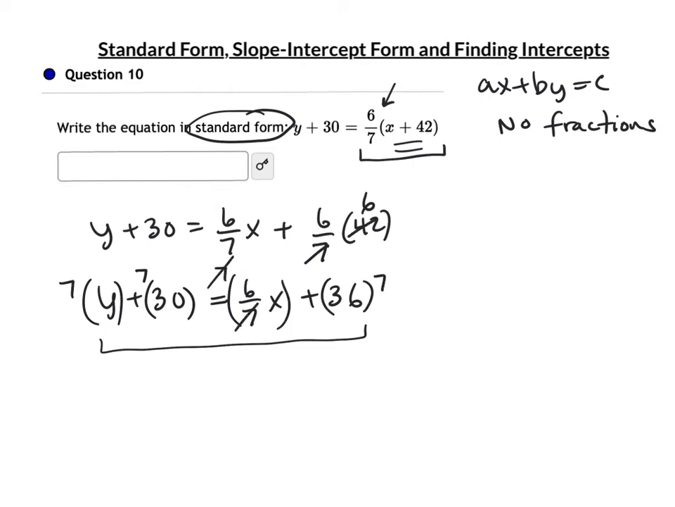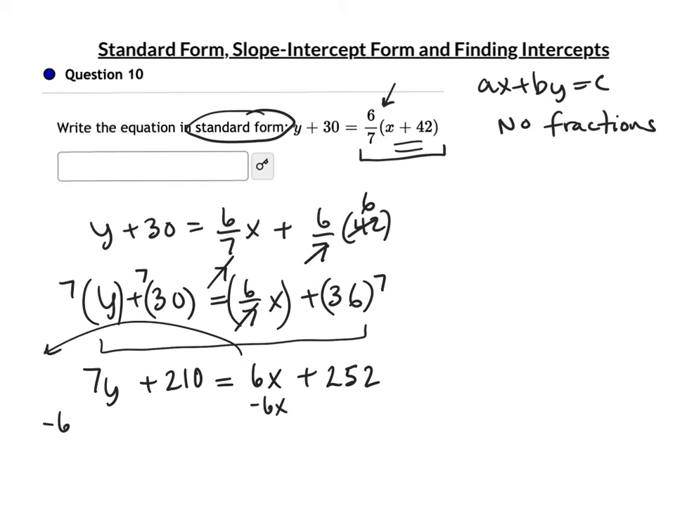These 7's cancel. 7y plus 210 equals 6x plus 7 times 36 is 252. Now we'll move the 6x over, so we'll subtract it from both sides. And you can do this at once if you like. We need to move the 210 over with the 252, so we'll subtract 210 from both sides. Be careful you don't get confused here.